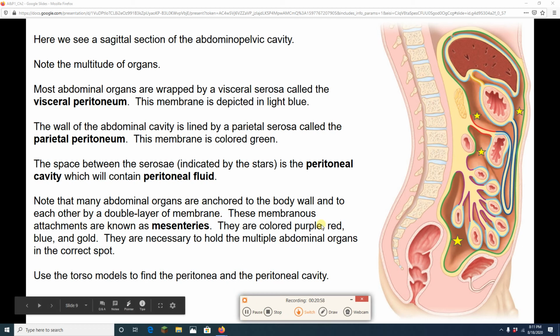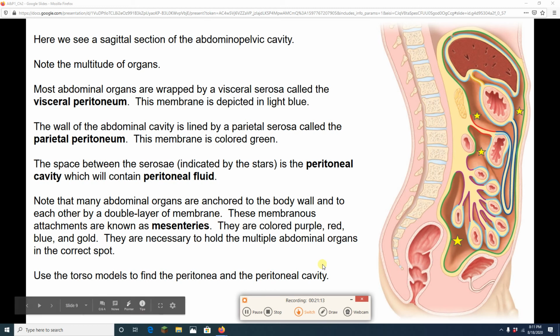The peritoneal cavity is going to contain fluid called peritoneal fluid to lubricate these organs. So if you were doing a cartwheel, these organs would slide against one another. And you want to be slippery and slidey as they do that.